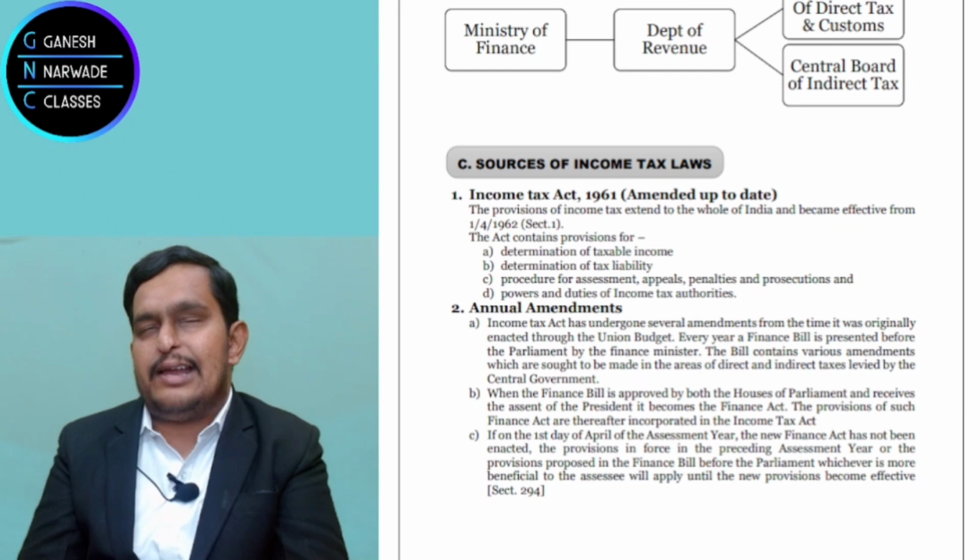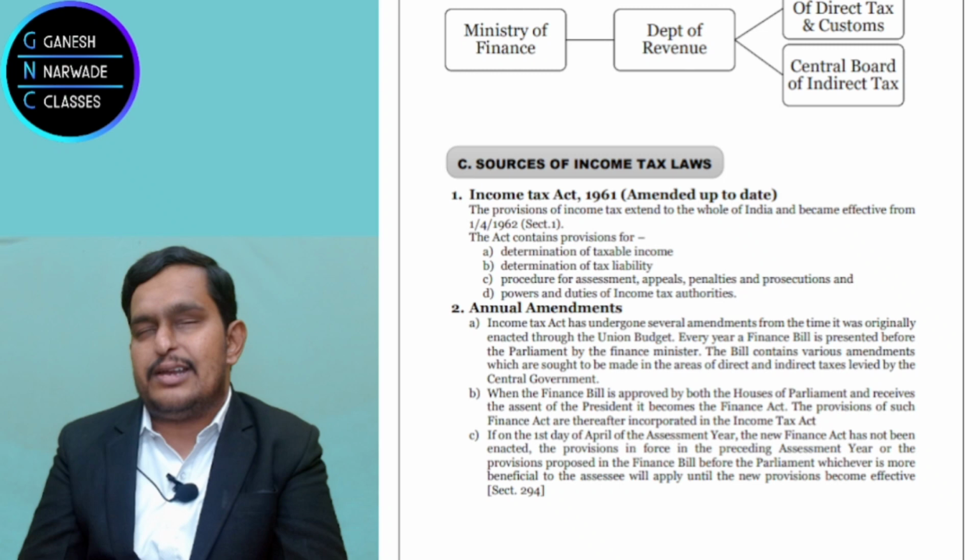Now we discussed 2 points in sources of law. First one, Income Tax Act 1961. Second one, annual amendments. Third one is income tax rules. Income tax rules are covered in which section? Tell me. Sometimes you can look at the screen and answer, nothing happens. So Section 295. Section 295 says that income tax rules can be made by the CBDT, Central Board of Direct Taxes. The CBDT can make the income tax rules, notify them, and publish them in the official gazette, and that becomes law. Okay, this is what happens.